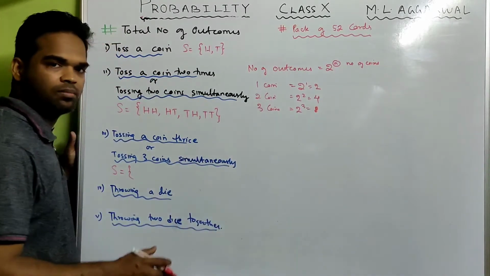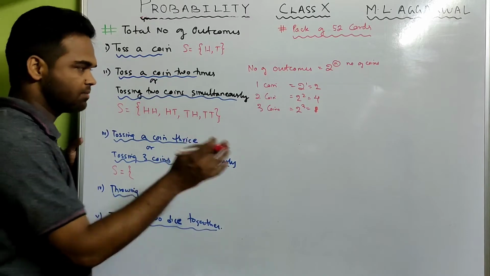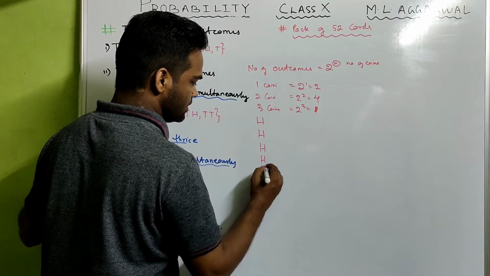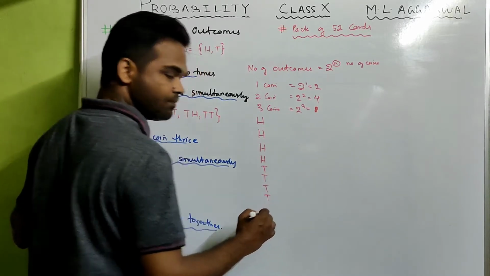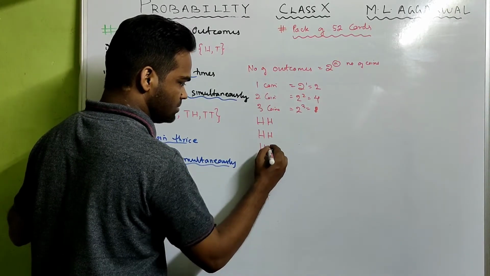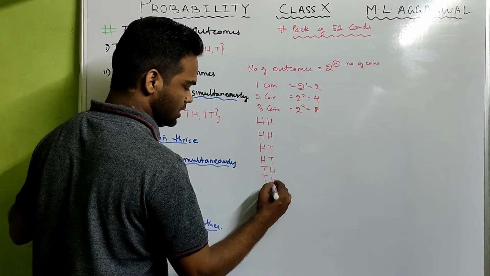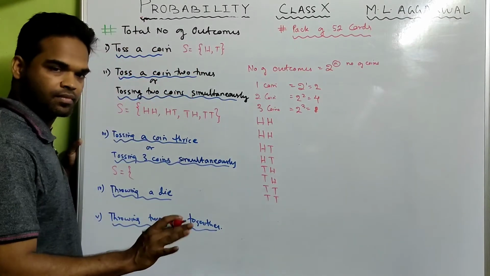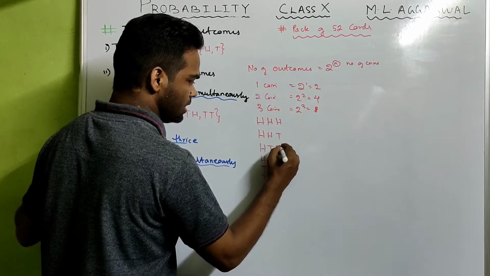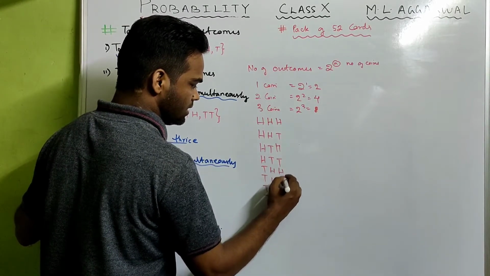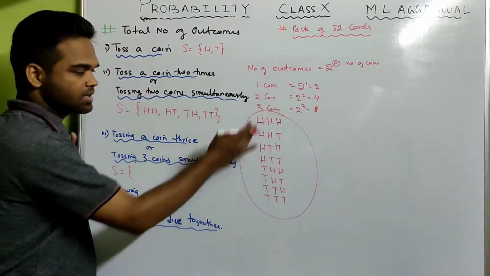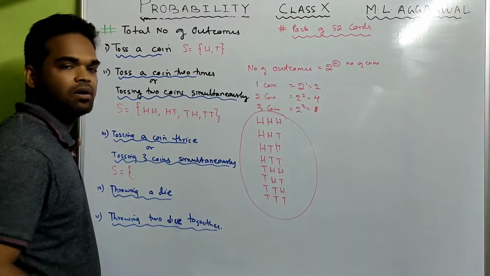Now, how to write the outcomes? I'll tell you, very easy. There are 8 outcomes. Write head 4 times, just look carefully, tail 4 times. Then, in the next position, write head 2 times, tail 2 times, and continue. Alternate. In the last place, there are 3 coins: head, tail, head, tail, head, tail, like this. So you get the total number of outcomes as 8. These are the only possible outcomes.